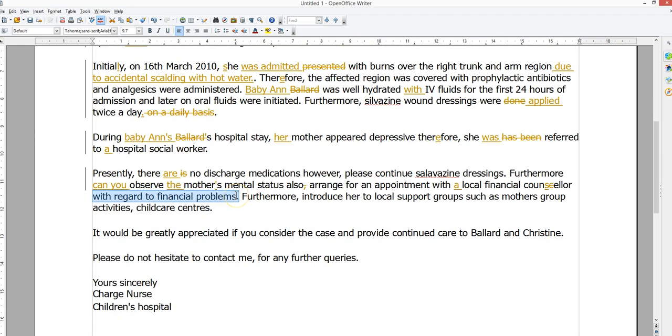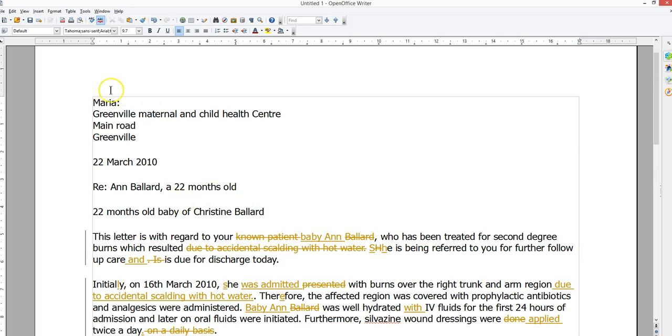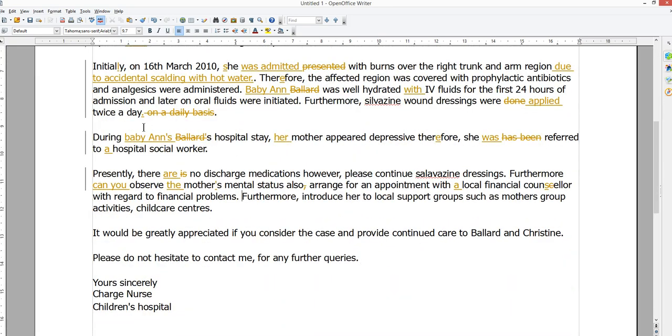Yeah. So with regard to financial problems, such as what? What's that got to do with the GP? I mean, are you writing to the GP? You went to maternal health, child health centre. So are you writing to a GP there or to a nurse there? I'm not sure, but would that be the job of the GP or the nurse to sort out your finances? I'm not really sure if that would be the case.